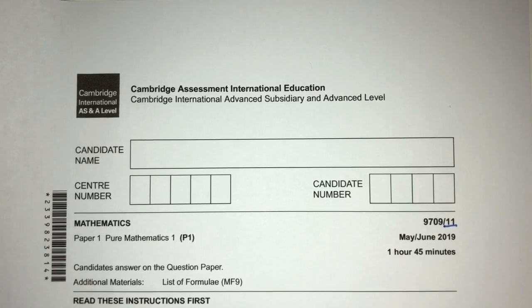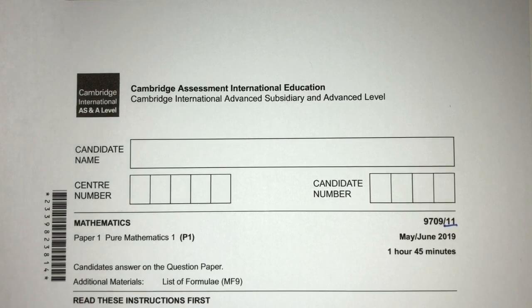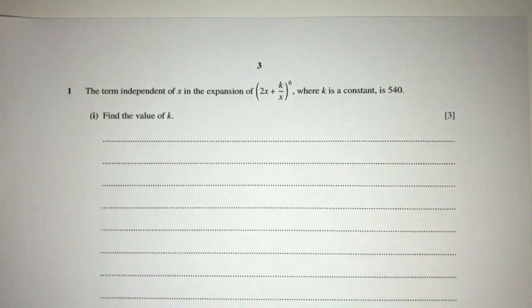This one is paper 1-1 of A-level math for May and June 2019. So with that being said, let's move on to question number 1.